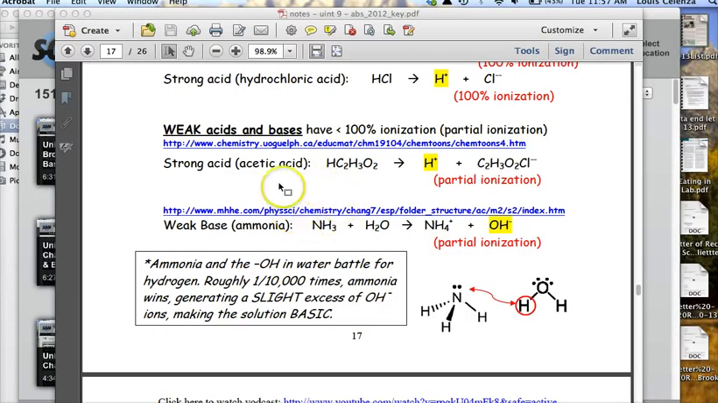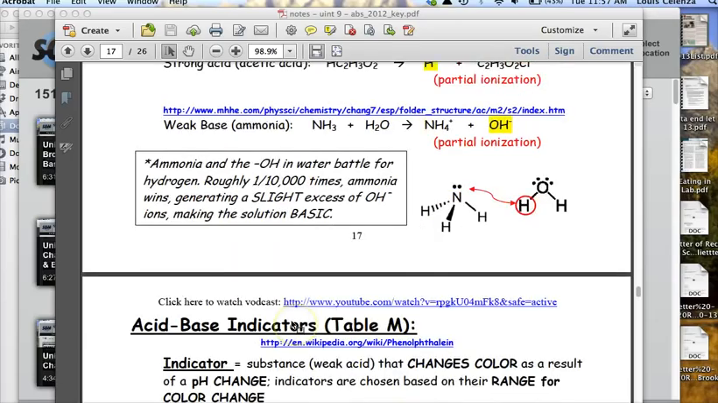This is just giving you an example of ammonia. Ammonia also, when it reacts, doesn't produce a lot of ions. It produces ions in a different way. It doesn't necessarily split up like these two, but this is also a very weak base. And that's pretty much it for this lesson.